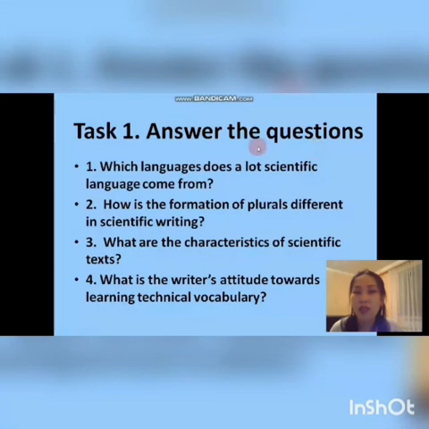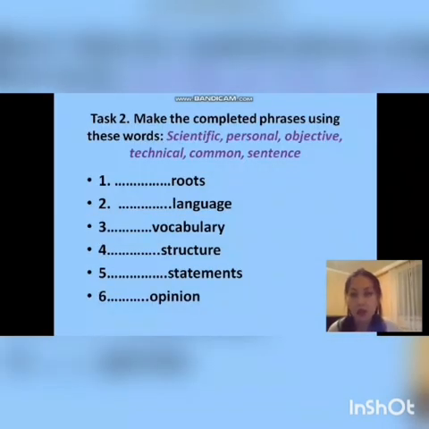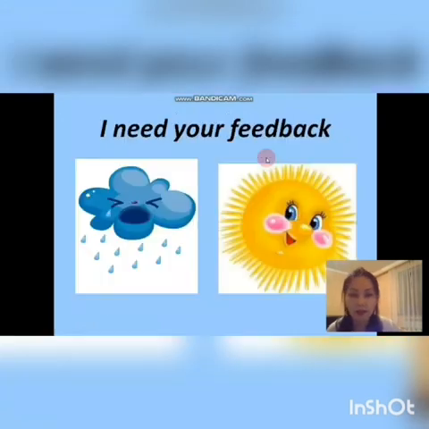Task 1, answer the questions. First question, which languages does a lot of scientific language come from? The second question, how is the formation of plurals different in scientific writing? The third question, what is the characteristic of scientific texts? The fourth question, what is the writer's attitude towards learning technical vocabulary? Task 2, make complete phrases using these words: scientific, personal, adjective, technical, common, and sentence.